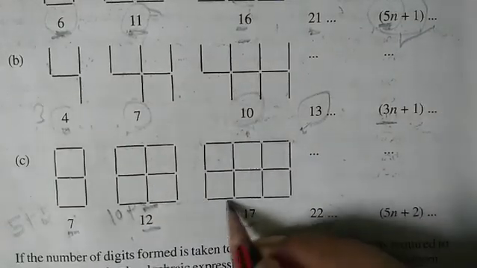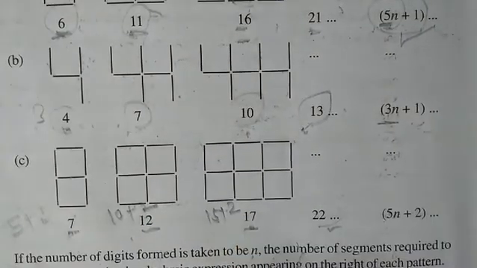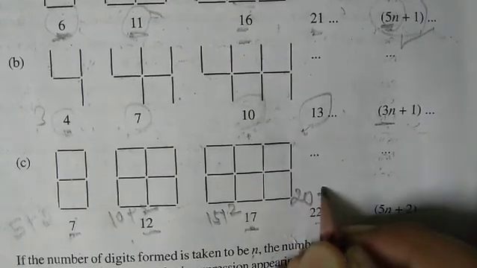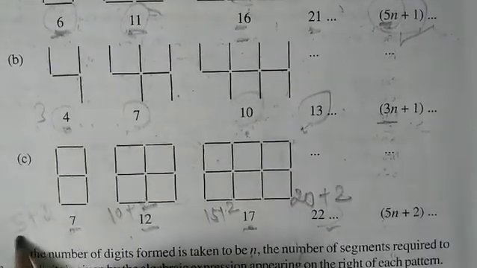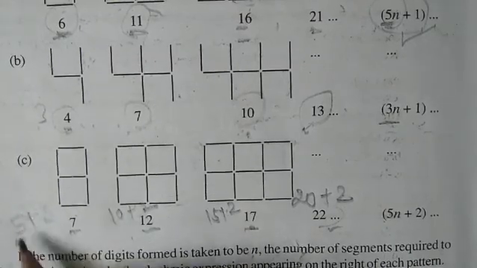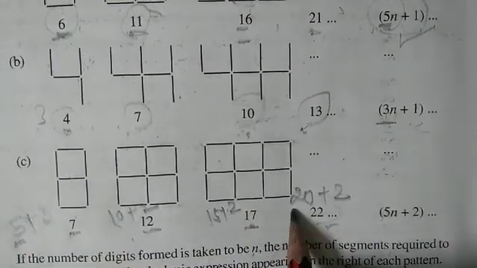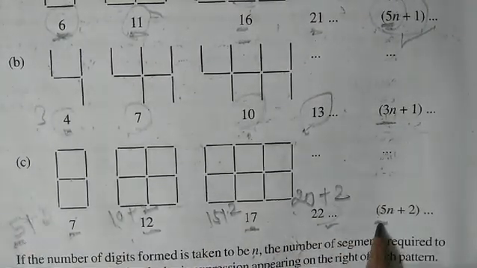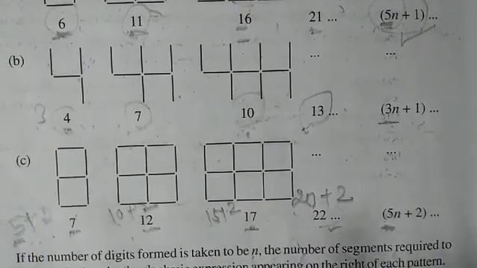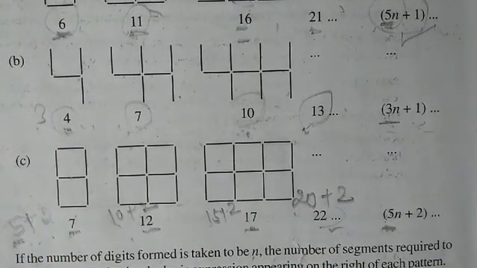This number is 2 more than 15. This number is 2 more than 20. Okay, so here we are observing that on the first term we are getting the multiples of 5. So it will be written as 5n, and 2 more than the multiples of 5, so it will be 5n plus 2. Okay, this is question number 1.